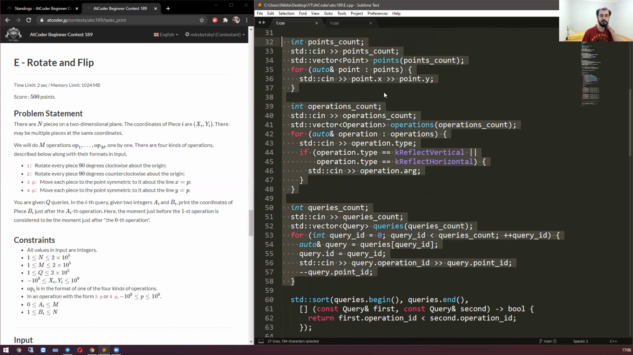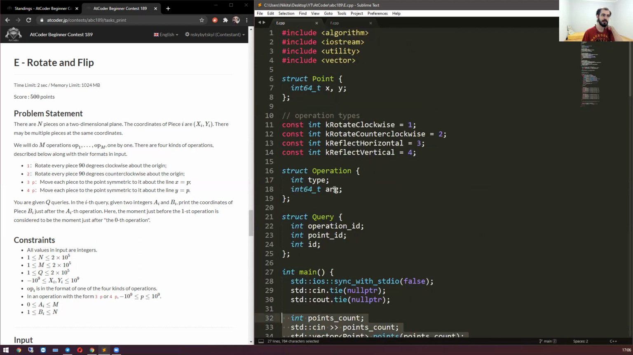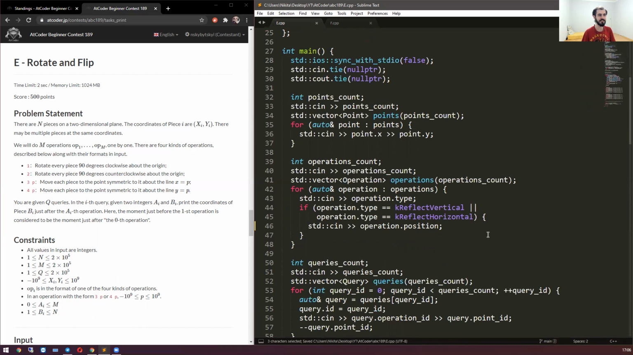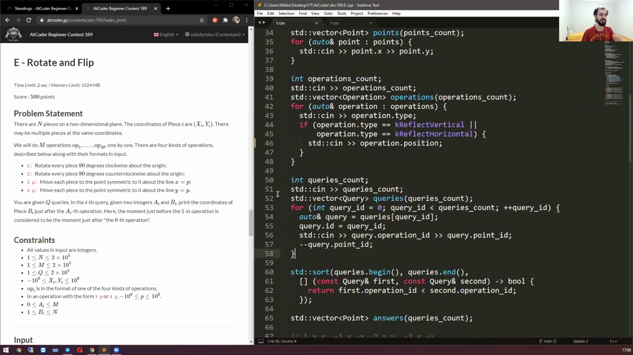Because then I had meaningful names again, instead of like "first", which sometimes happens. Yeah, actually since this is a position. Yeah, I wanted to change it, but yeah. So yeah, here we are just reading input.